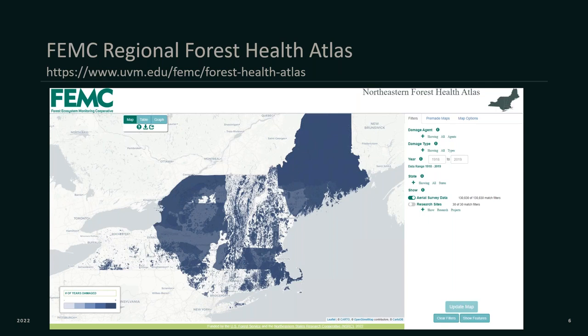You can filter by state, year, specific damage agents and pests. So it's a really cool tool. It's nice just to look in an area if you're concerned, or just for fun, to see what historically has gone on and help shape some of the forests around you.